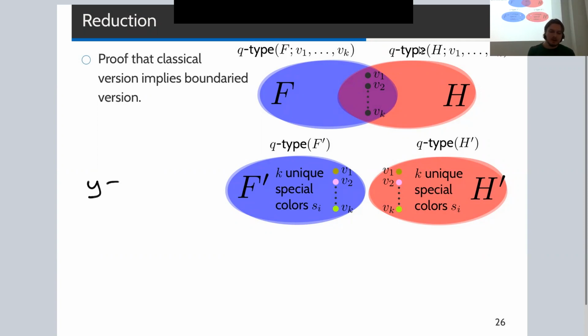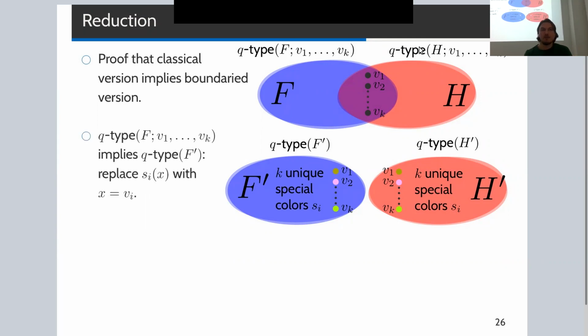Before you could ask y equal to xi, where xi corresponds to the ith vertex in the boundary. Now you could ask si of y. So this colorful graph contains the same kind of information without explicitly mentioning the vertices in the boundary.